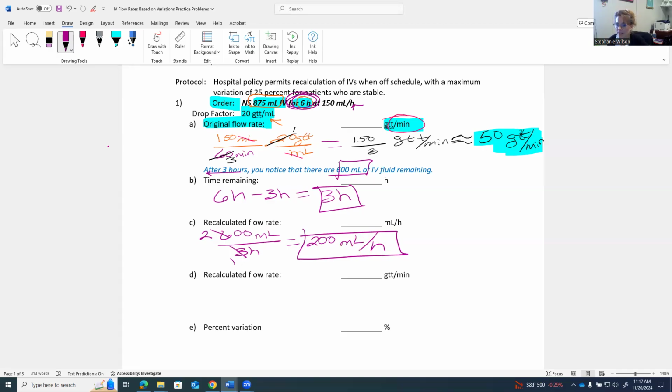Let's recalculate the flow rate in drops per minute. So I'm going to take that 200 milliliters, and in the place of that H, I'm going to put 60 minutes. I'm going to multiply that by my drop factor because remember, it didn't change. It's still connected to my patient. Oops, it's milliliters. So I'm going to reduce my milliliters. Now I can do this. 20 goes in itself once, goes in 60 3 times.